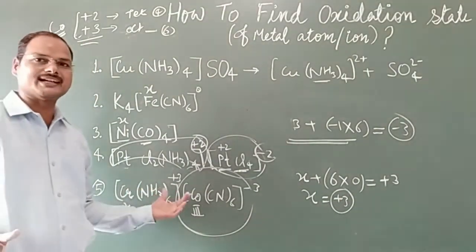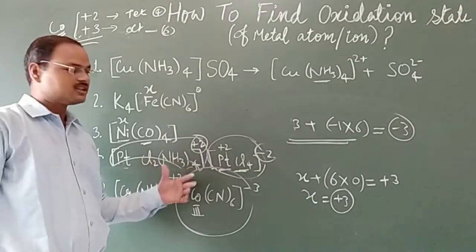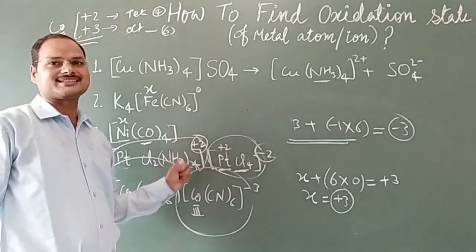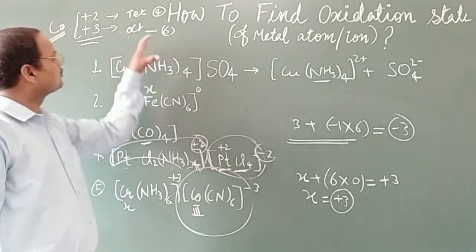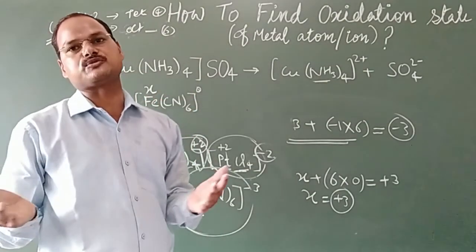I hope you understand how to find the oxidation states for those complex compounds where the cation as well as the anion are in complex nature. In that case we have to use some trick through which we can find out the oxidation states for the unknown metal.